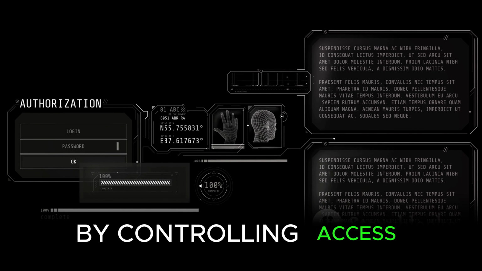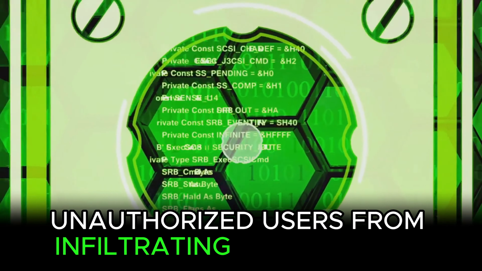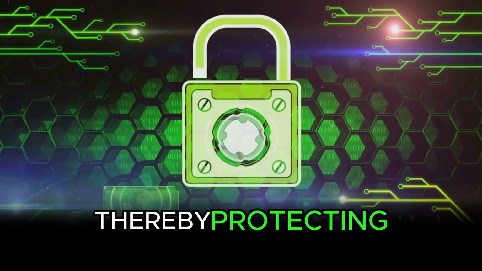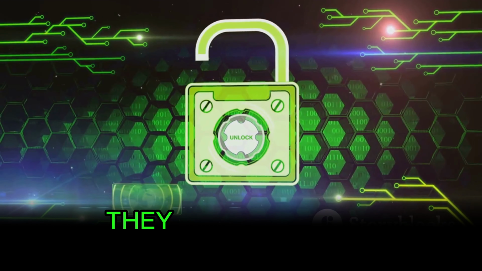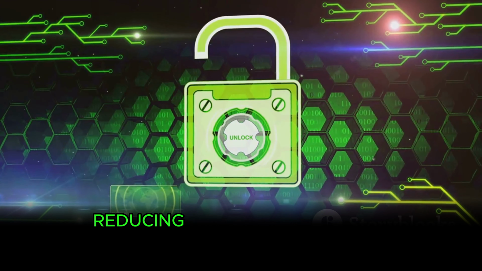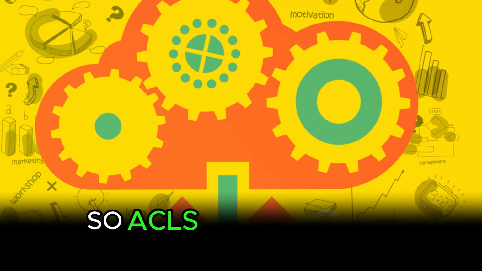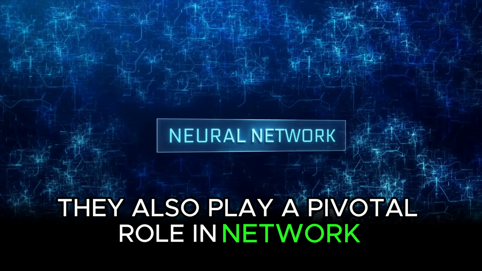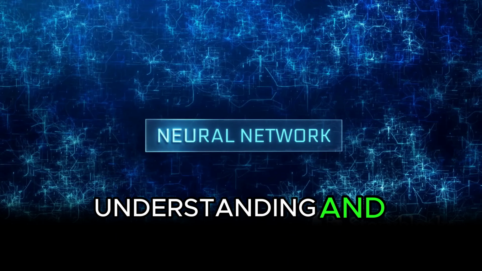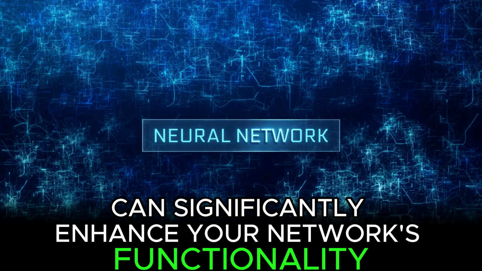By controlling access, ACLs prevent unauthorized users from infiltrating the network, thereby protecting sensitive data and maintaining system integrity. They also manage network traffic, reducing unnecessary load and improving overall performance. So ACLs are not just about security, they also play a pivotal role in network efficiency. Understanding and implementing them correctly can significantly enhance your network's functionality.